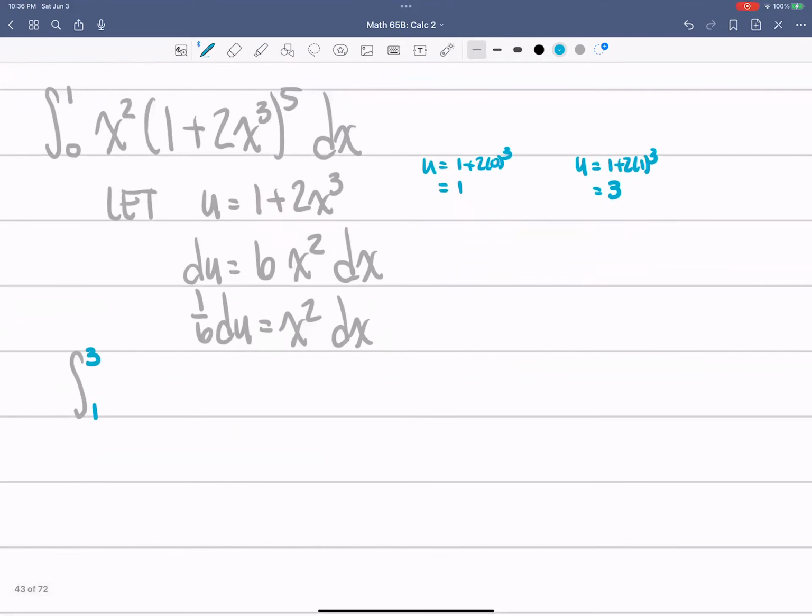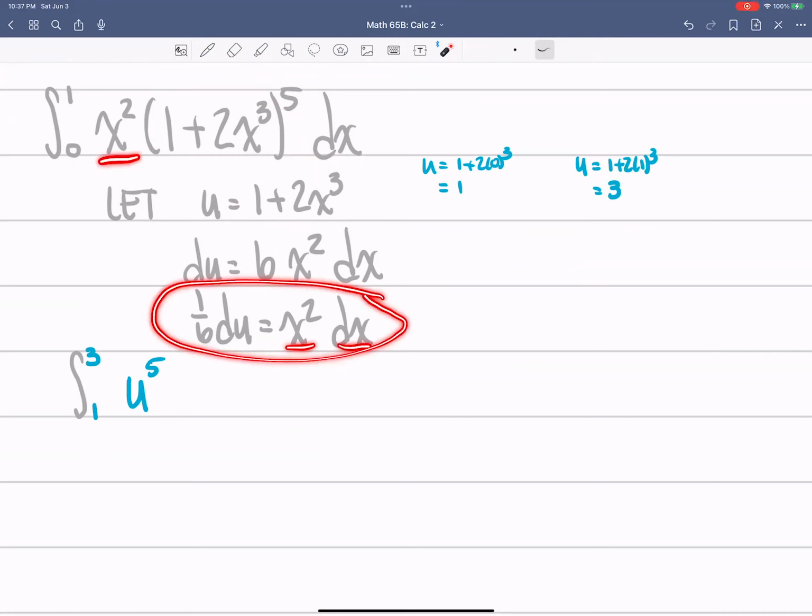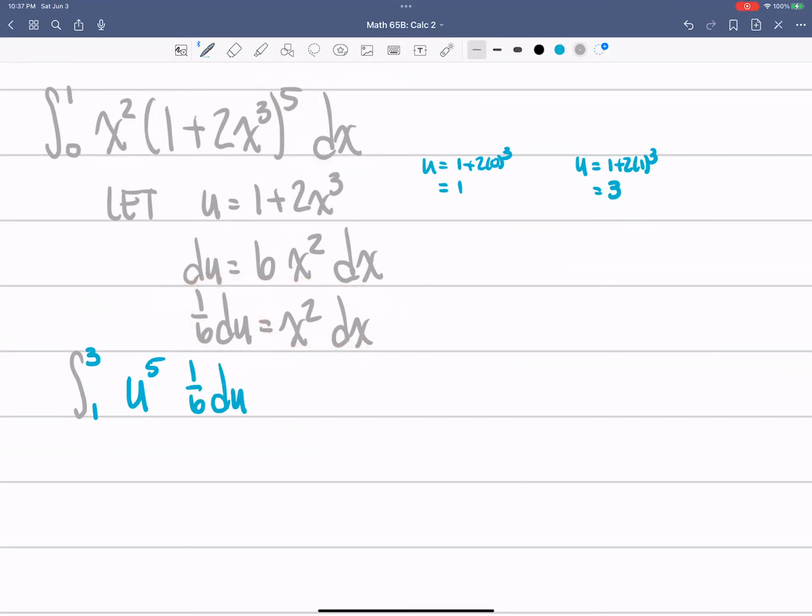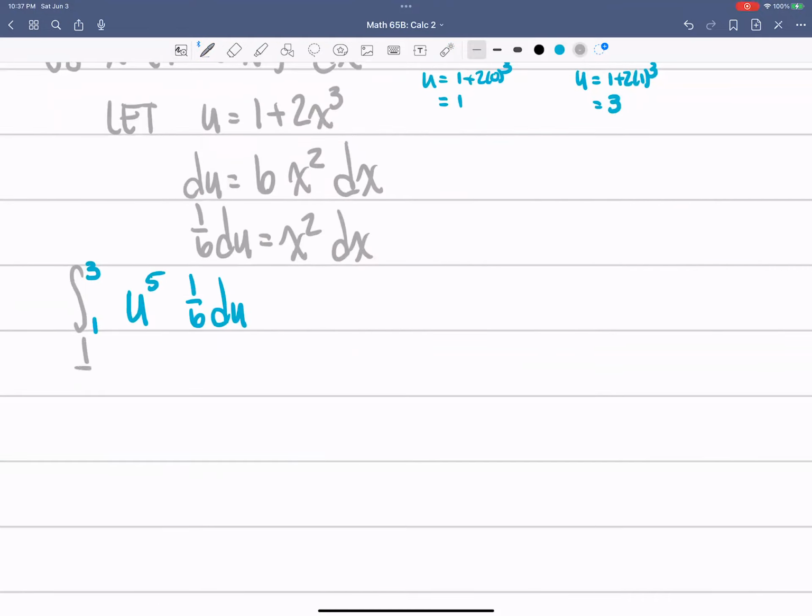So now substituting everything else. When we see 1 plus 2x cubed, we're going to replace it with u. So we have u to the power 5. And down here, when we see x squared dx, we're going to replace that with 1 over 6 du. Now let's simplify. Let's move this 1 over 6 out here, integrating now from 1 to 3. This is u to the power 5 du.